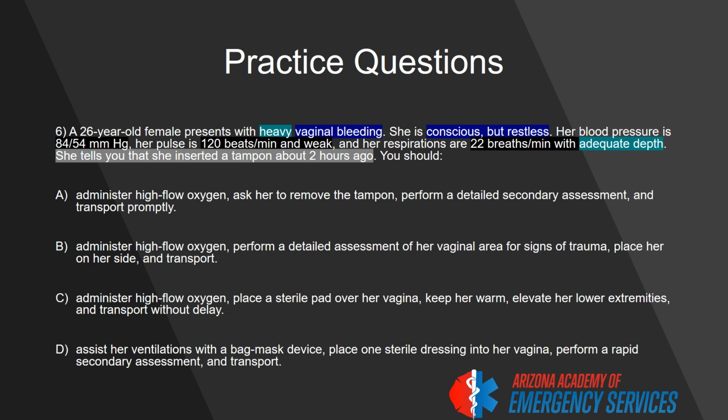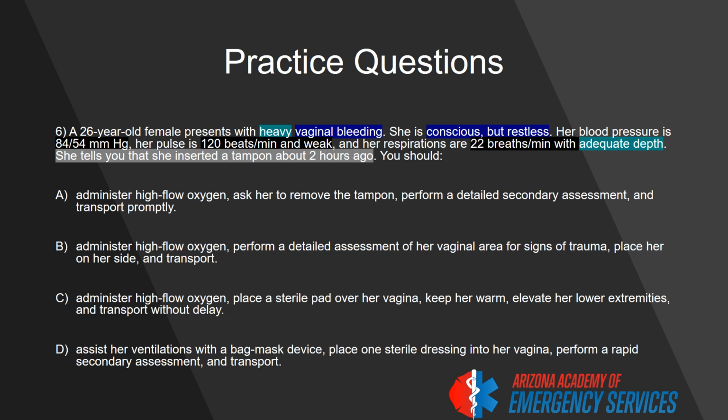So she has vaginal bleeding, but we know that she is conscious, but restless. This is significant because she is still conscious even in the presence of this bleeding. And this registry question even goes as far as to describe the vaginal bleeding as heavy. So we know that there is a lot of blood loss, and you can see that highlighted in teal for keywords. Her blood pressure is 84/54 millimeters of mercury, and her pulse is 120 beats per minute and weak.